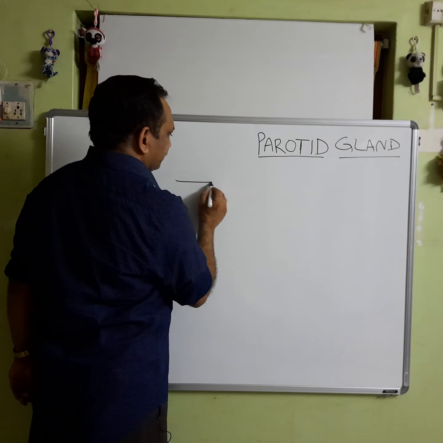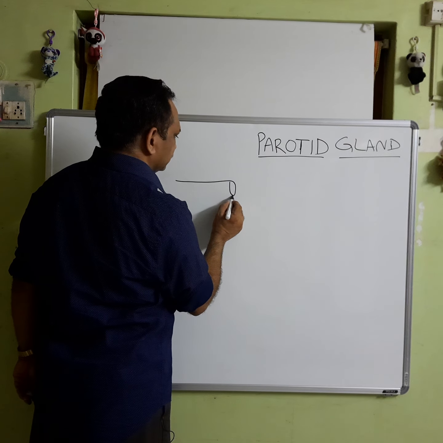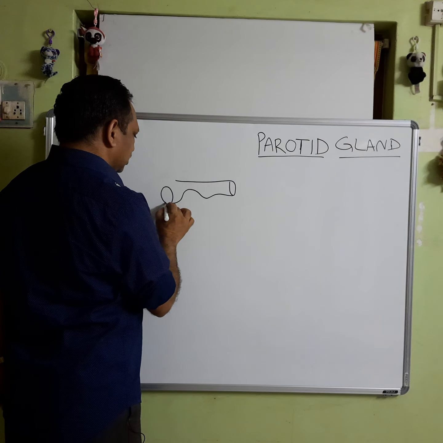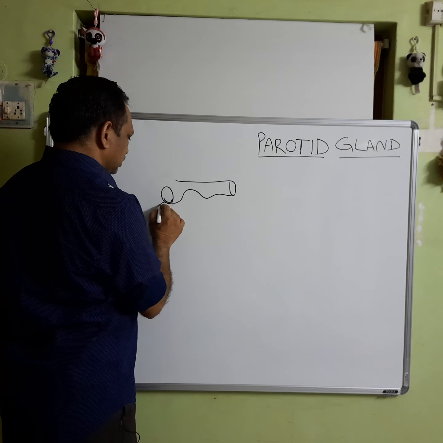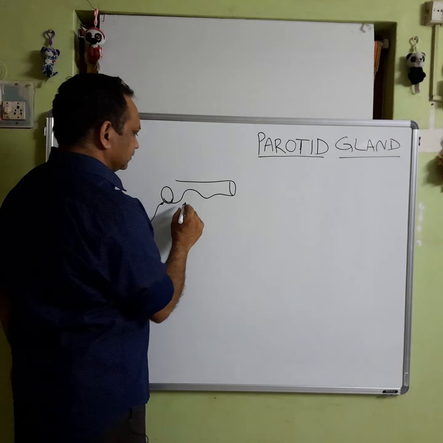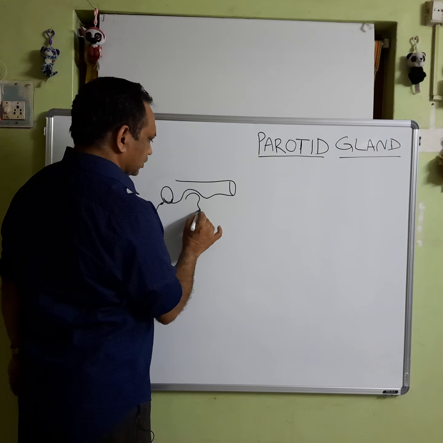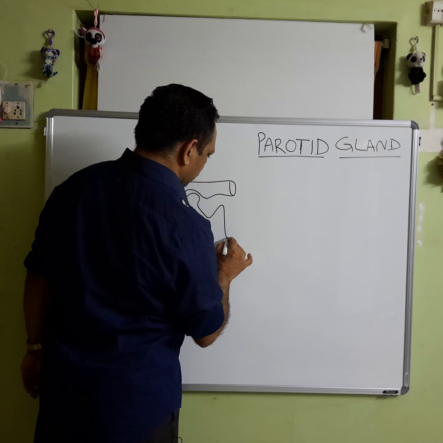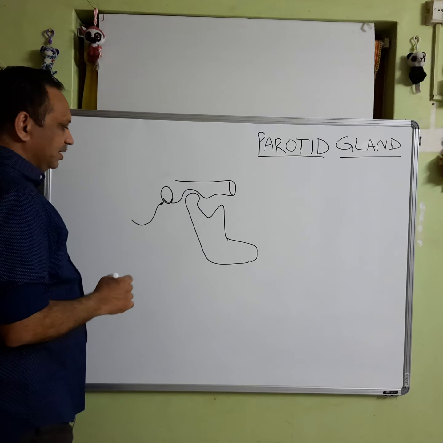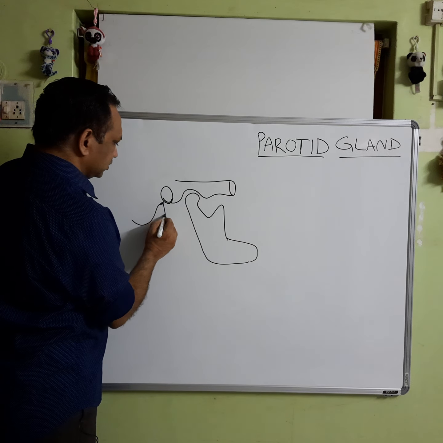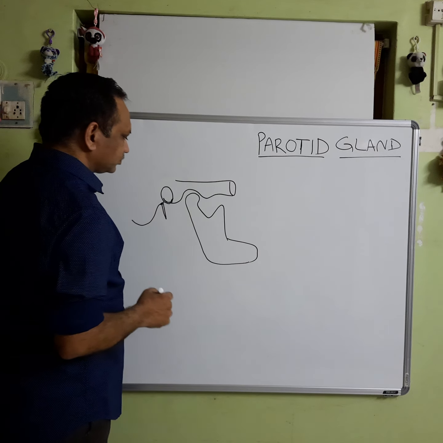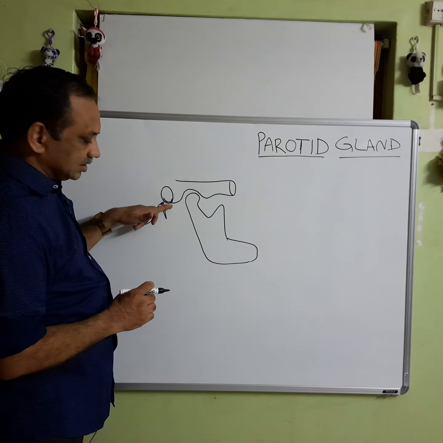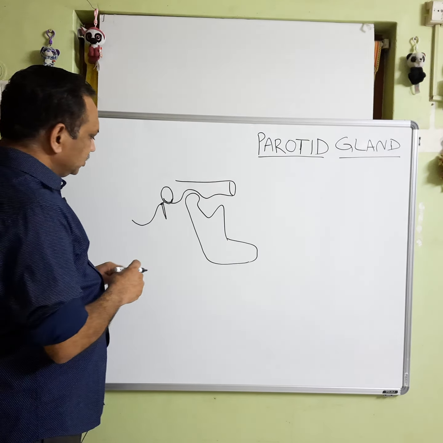So, if this is the zygomatic process, the external acoustic meatus and the mastoid process. This is the mandible and here is the styloid process. If we see, the parotid region is below the external acoustic meatus and behind the mandible.